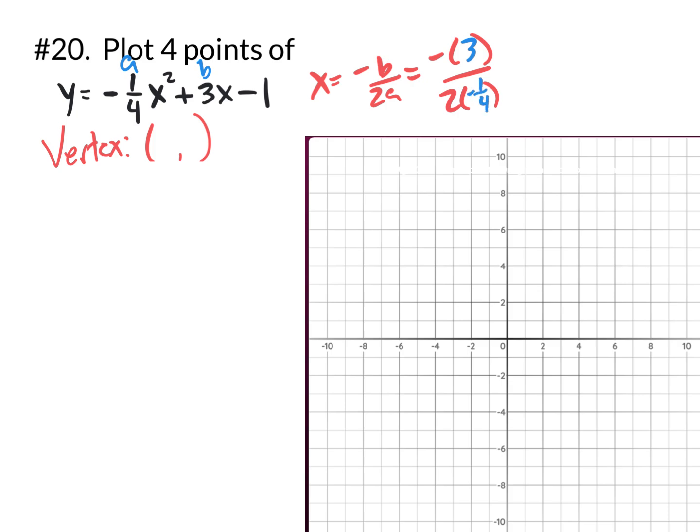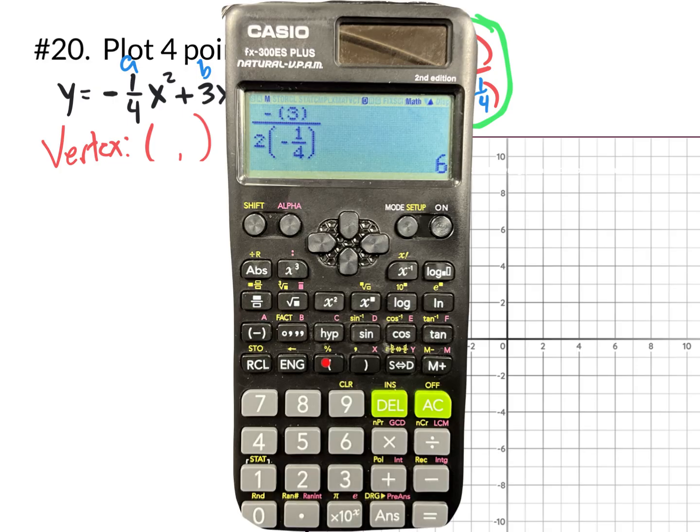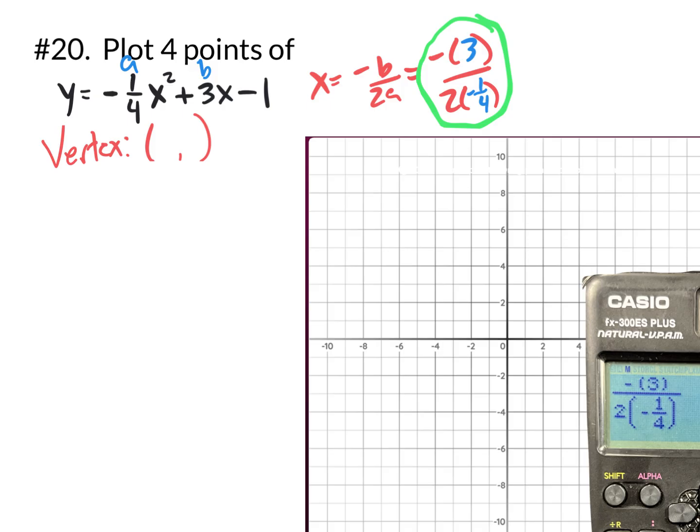So you could actually do all of this directly on a calculator. Let me show you. The parenthesis buttons are right here, the negative sign's right there, the fraction button's right there. Just type it all into the calculator. You're going to get positive 6. So using the calculator, we got a positive 6 as our vertex x value.